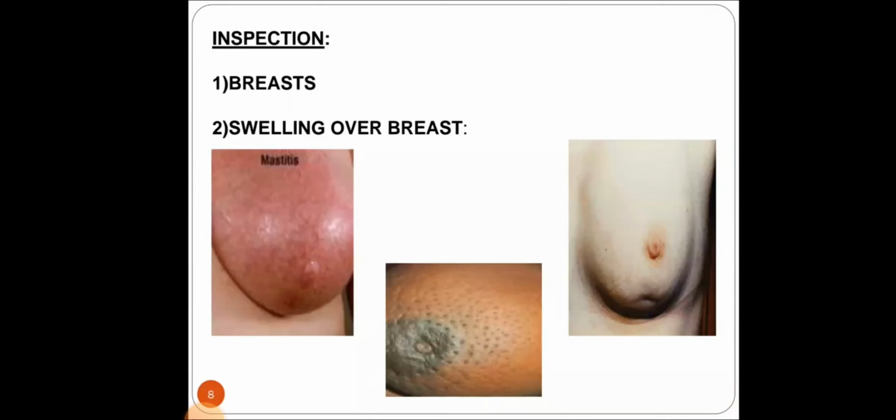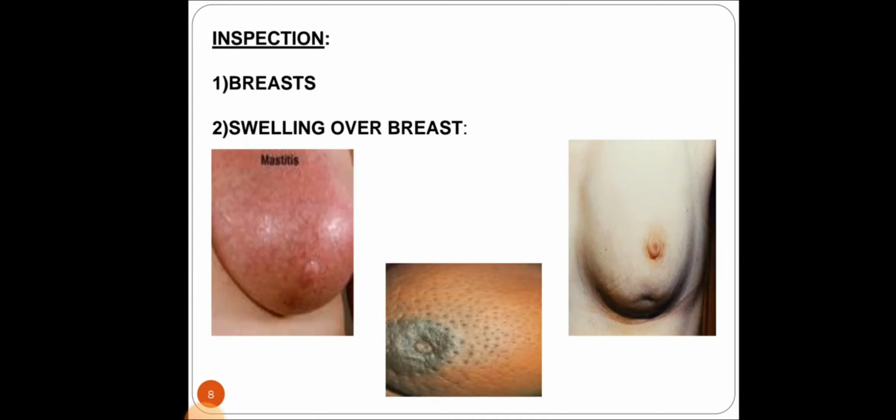Then the position, then size and shape. Is there any variation in the size and shape? Is there any puckering, dimpling, or is there any swelling or ulcer present over the breast? These kinds of things have to be noted in a gross manner.